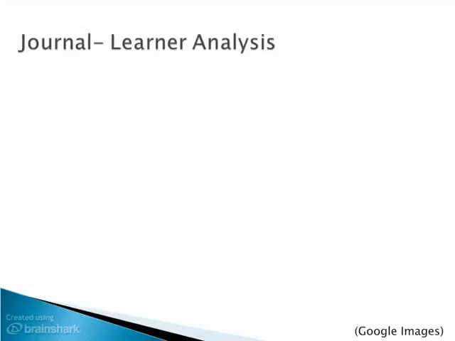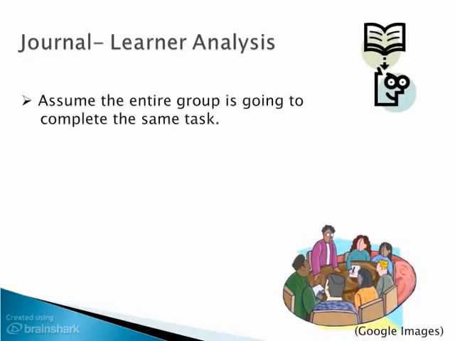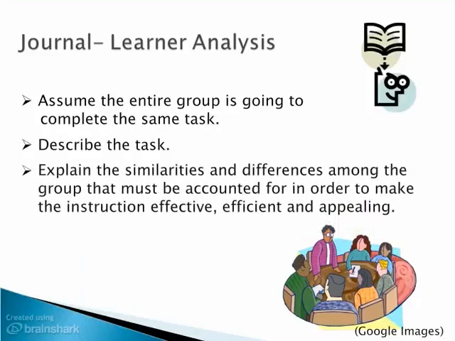The journal assignment for Module 2 is on learner analysis. Try conducting a small learner analysis on your own family or group of friends. Assume the entire group is going to complete the task. Describe the task and explain the similarities and differences among the group that must be accounted for in order to make the instruction effective, efficient, and appealing.